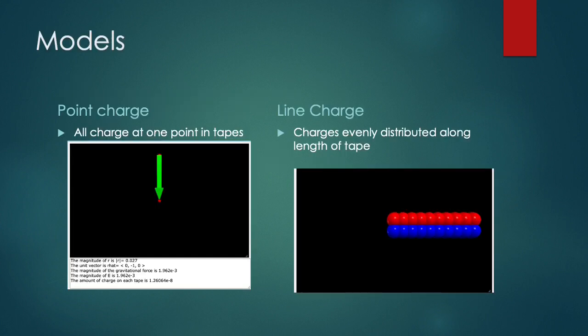So the two models that we used are a point charge, which depicts all charge at one point in the tapes, or the line charge, in which charges are evenly distributed along the length of the tapes.